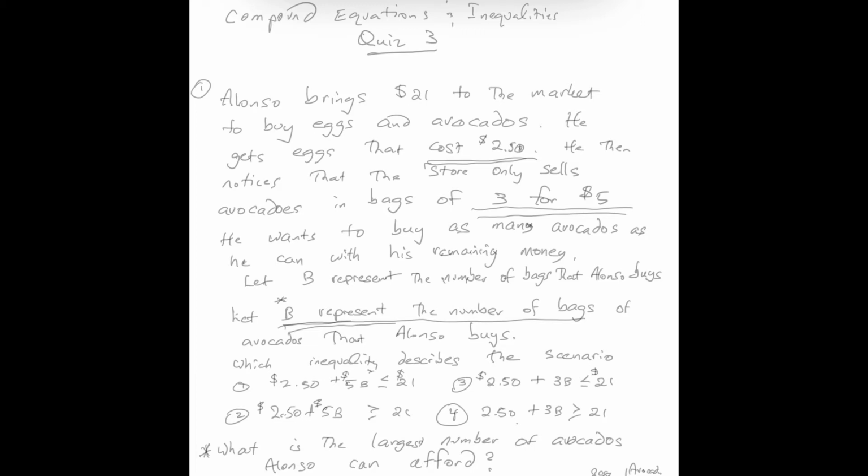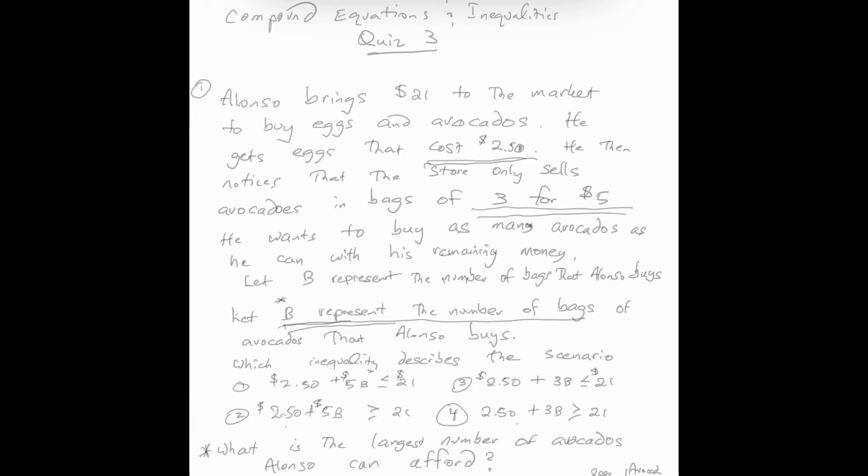So that's all represented in here, but which one of these do we choose? Well, the first thing to notice, they all have $2.50, right? Because that's the fixed cost. No matter what, he spends $2.50 because of the eggs. Now, which one of these is going to be more realistic? One thing to think about is, he's got $21, so can he spend more than $21? Can he spend $22 or $23 or $24?